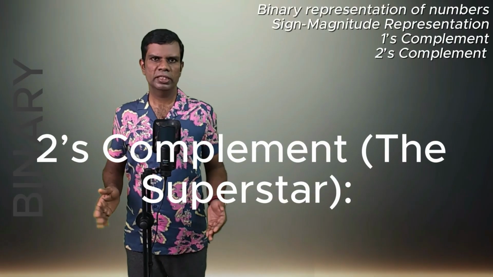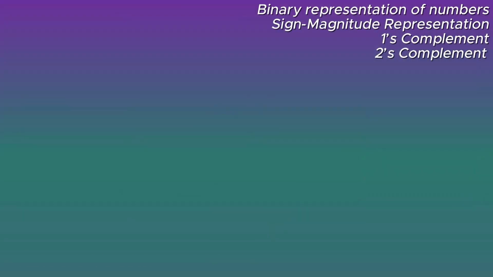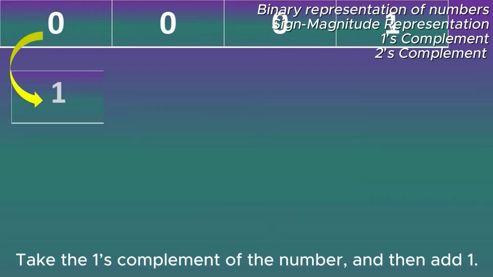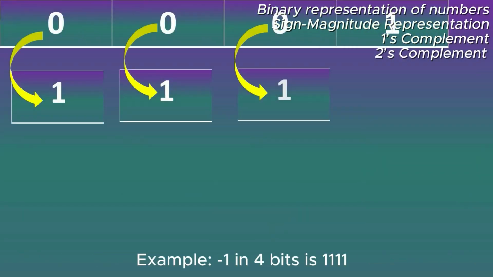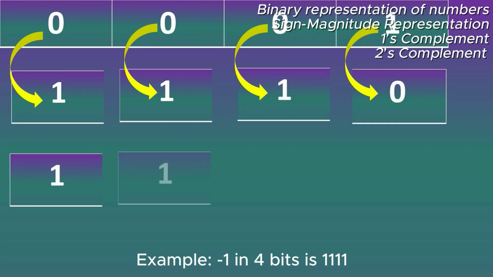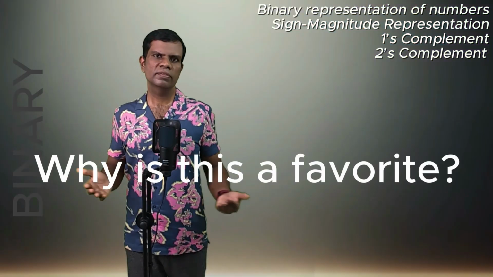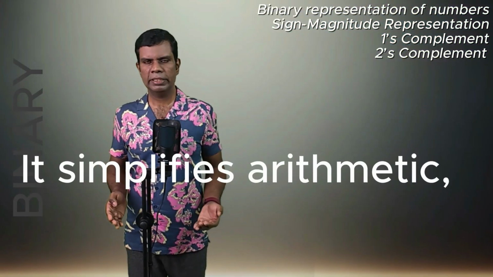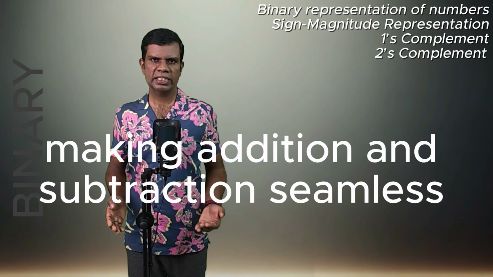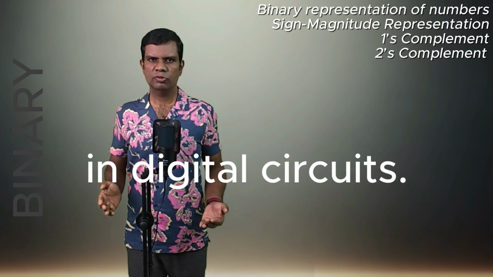2's complement, the superstar. Take the 1's complement of the number and then add 1. Example, minus 1 in 4-bit is 1111. Invert 0001 and add 1. Why is this the favorite? It simplifies arithmetic, making addition and subtraction seamless in digital circuits.